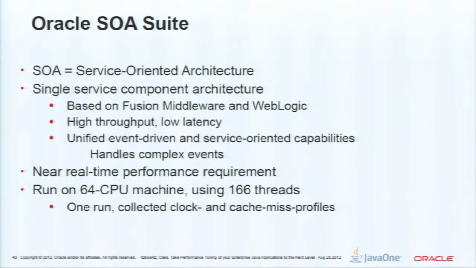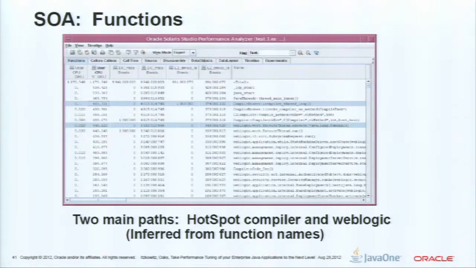And the last example I'll talk about is the Oracle Service-Oriented Architecture Suite. Again, based on Fusion Middleware and WebLogic, it handles many complex events and has a performance requirement of near real-time performance. Again, this was run on a 64 CPU machine using 166 threads, and in one run we collected both clock and cache miss profiles. So you can see there are two main paths here that are highlighted, and I infer these from the names, of course. One is the user WebLogic thread, and the other is the compile broker. So a fair amount of time was spent deciding whether or not to compile with the hotspot compiler and actually doing it.